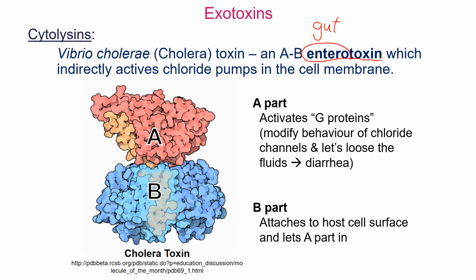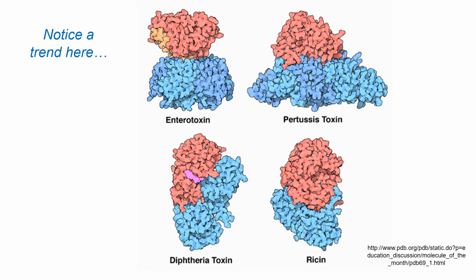So two things I want to point out here. A, just throw down that term enterotoxin. And B, I want to show there are actually a number of toxins that follow this AB trend. For example, the pertussis toxin and the diphtheria toxin are AB toxins. These are important because we actually have vaccines against pertussis and diphtheria.